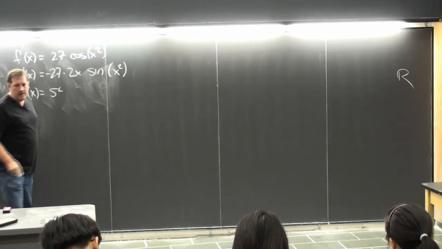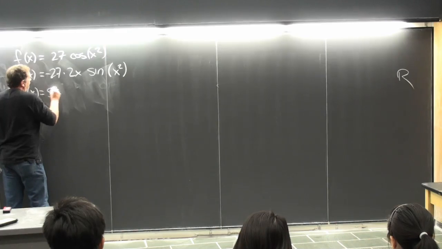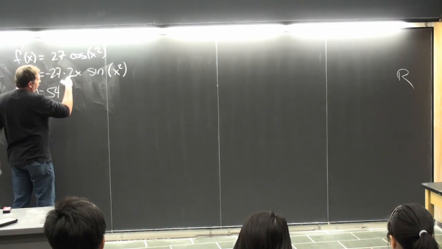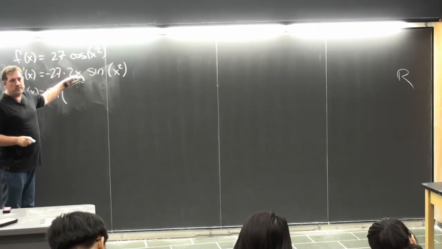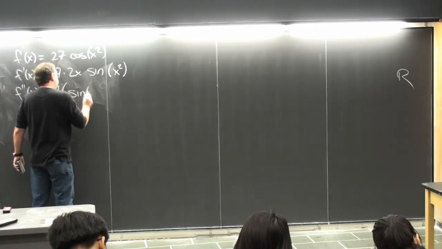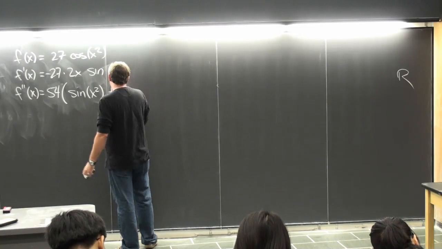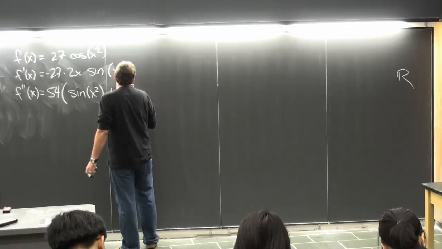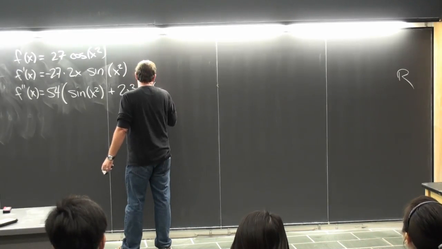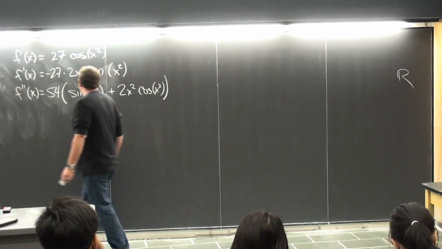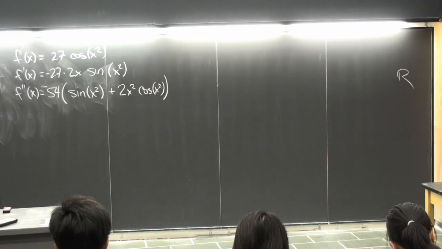Well, let me not do this again. Just leave it out. Let me leave it as 54. And now I want to take the derivative of x sine x squared. So I use the product rule. The derivative of x is 1, so I have sine x squared. And now I take the derivative of this piece, gives me x times 2x times the cosine of x squared. There's a negative sign that I lost. It doesn't matter because I'm taking an absolute value.